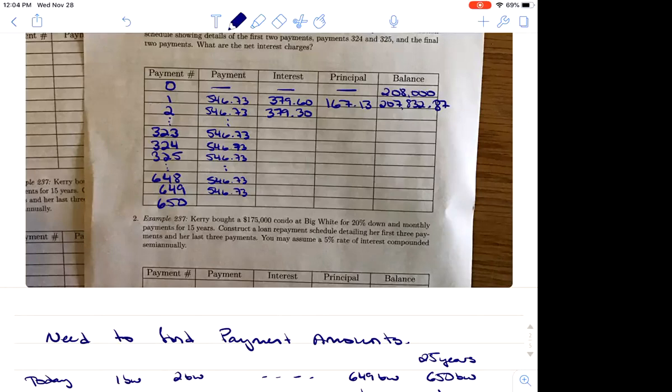So 546.73 minus 379.30. So now I'm paying 167.43. Step in the right direction at least. So now I take my 207,832.87 minus what I just got. So now I'm paying off, my new balance is 207,665.44. And so it goes.